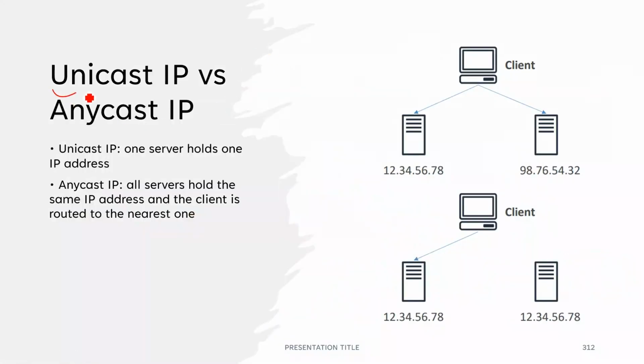Let us talk about Unicast IP and Anycast IP. So Unicast IP means that one server holds only one IP address. So you have a couple of servers, right? And all the servers have their own public IP addresses, right? That is known as a Unicast IP.